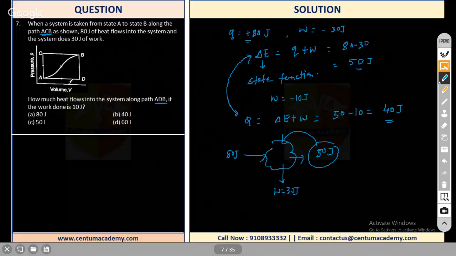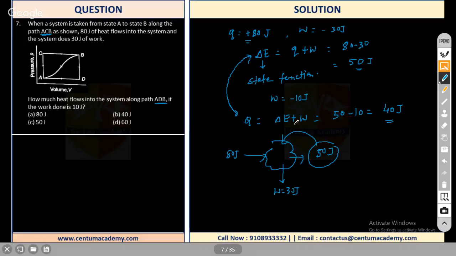right? But in this case, what happens? We are not putting any heat into it. Like here you see 80 joule of heat flows into it, but in the second case, there is no heat flow. What happens? How much heat flows into the system? We have to find this out. Okay, how much heat flows into the system along the path if work done is 10 joule, right? So what should be the value of heat flown into the system so that the work done is 10, right?